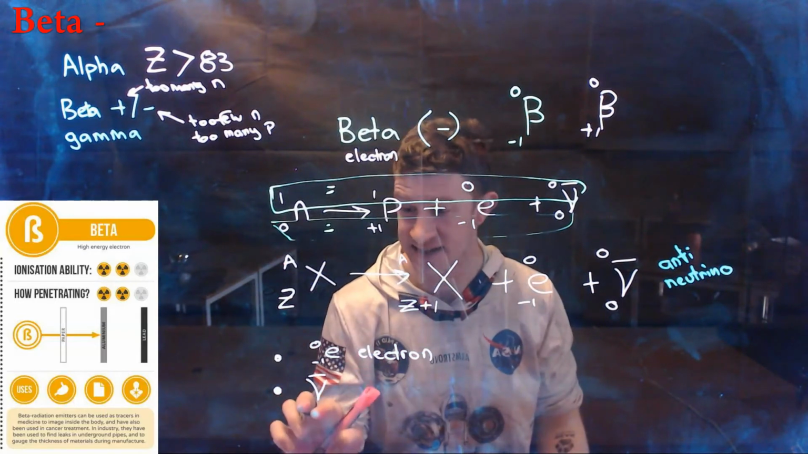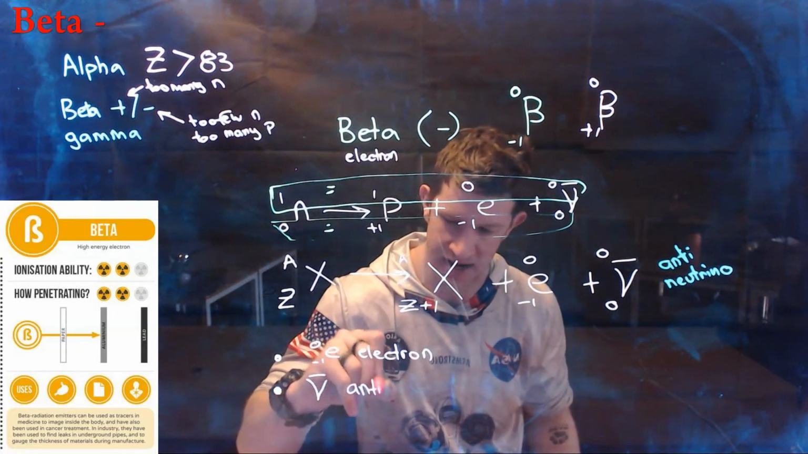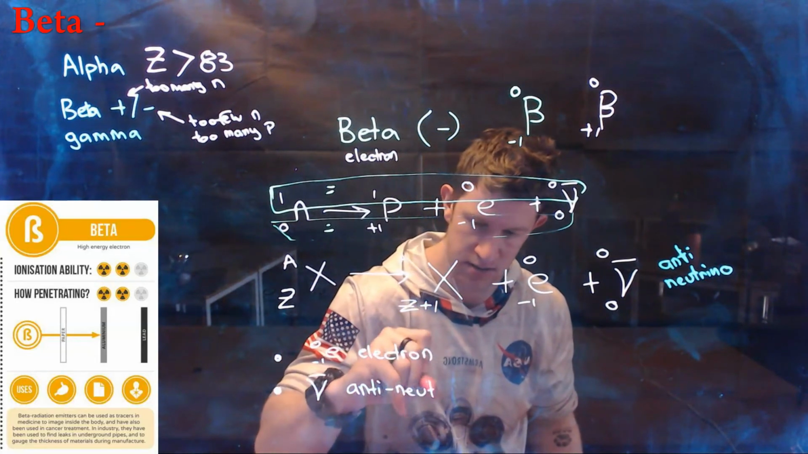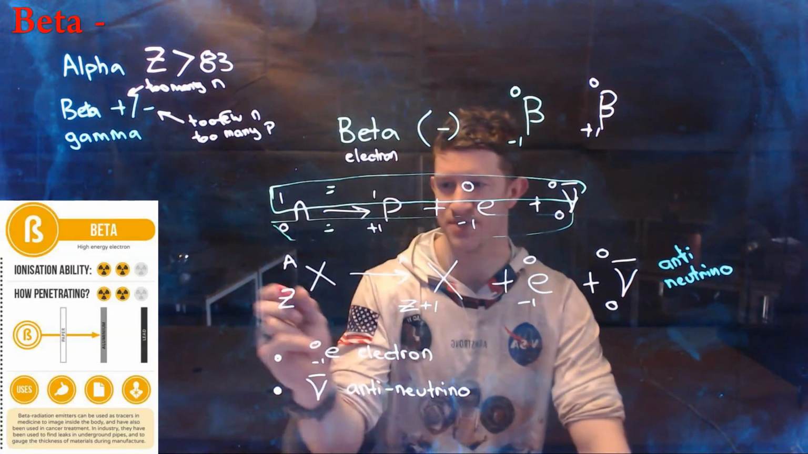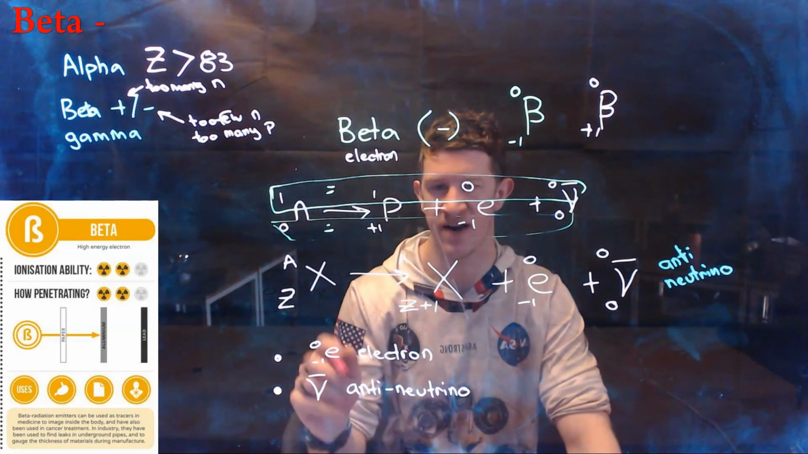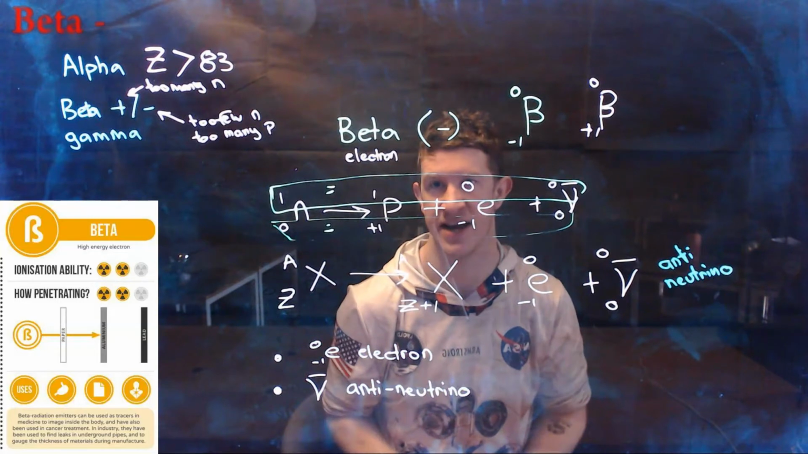It produces an antineutrino, and you'll often see it as this slanted V looking thing. So that's my antineutrino. And we just balance the top line and the bottom line, and we figure out what our final product is, what's actually decayed from it. So that is beta minus radiation.